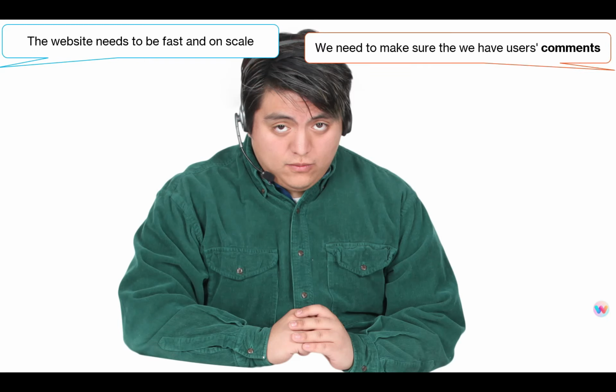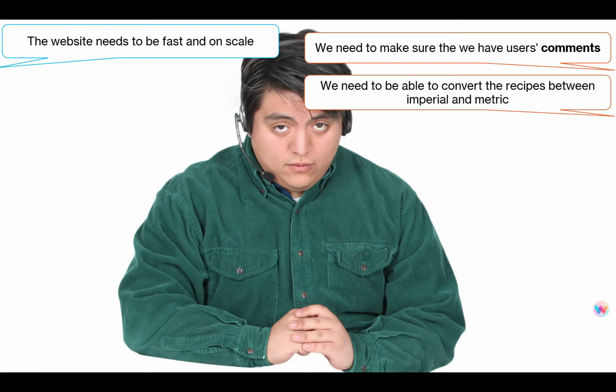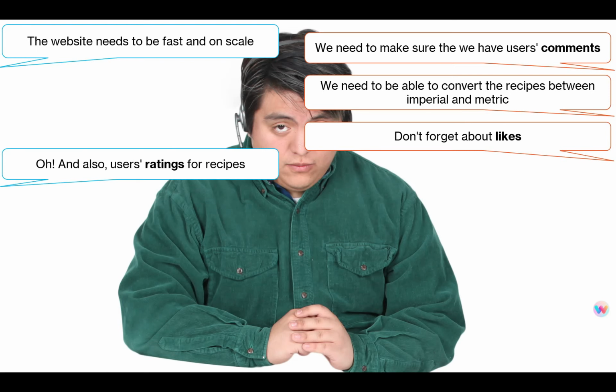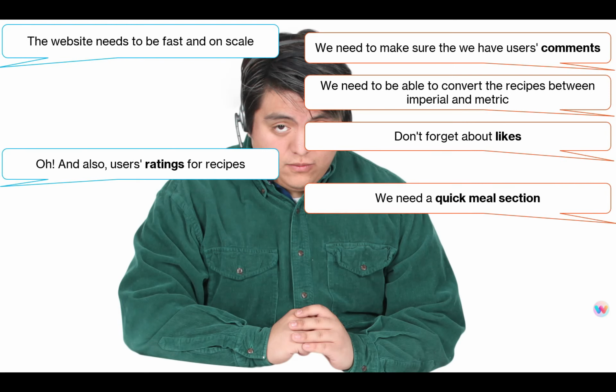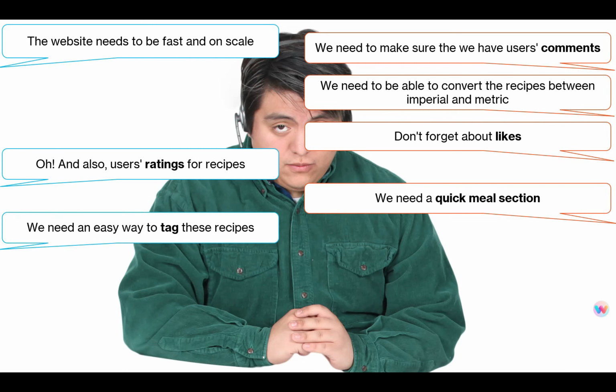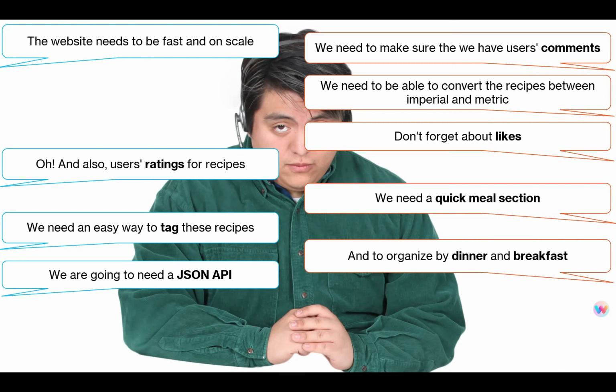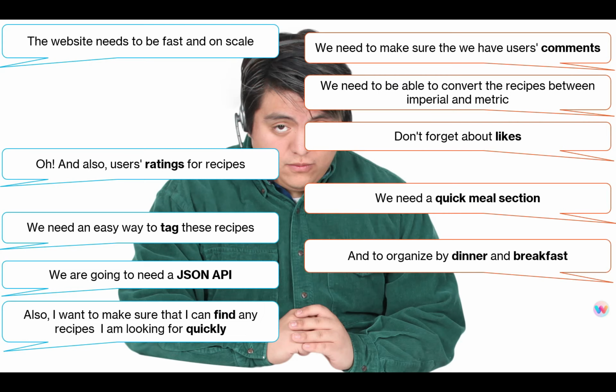Your second boss insists on storing comments from users and adds that we need to be able to convert the recipe between imperial and metric because we want to go global. And don't forget about the likes. Oh, and also users' ratings of the recipe. We need a quick meal section, and we need to make sure that we have an easy way to tag these recipes. And we need to organize them by dinner and breakfast. We are going to need a JSON API. I also want to make sure that I can find any recipe I'm looking for.